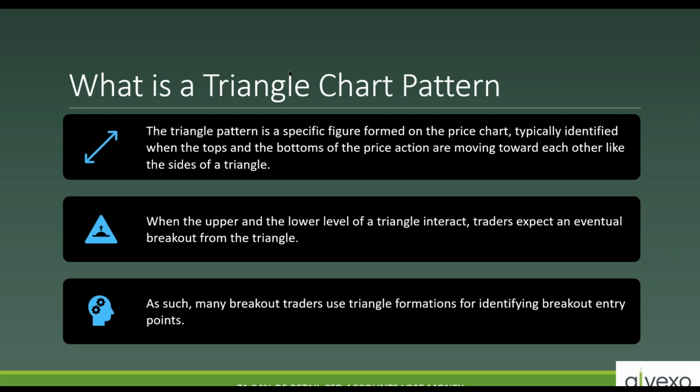A triangle pattern is specifically formed on a price chart. They're typically identified when the tops and the bottoms of price action are moving towards each other, like the sides of a triangle. So whether we have a triangle moving that way with price moving to the apex this way, or a triangle moving this way with price moving into the apex that way, they're all triangles. But the important part is when the upper and the lower level of the triangle interact, traders expect an eventual breakout of the triangle. And that's what becomes crucial to us.